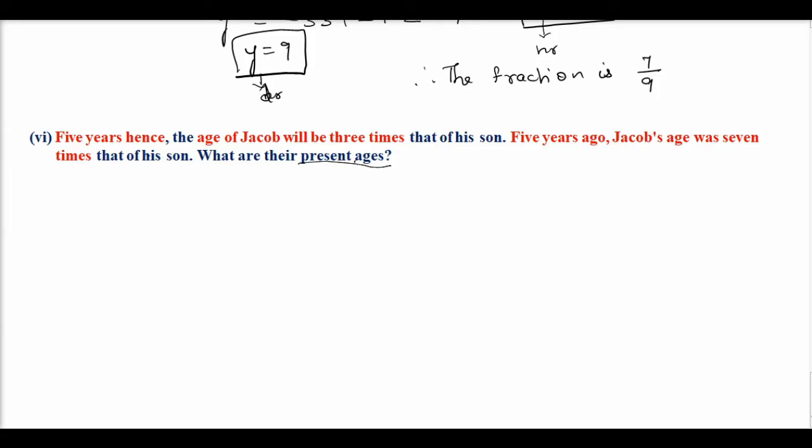Okay. We are given 5 years hence age of Jacob will be 3 times that of his son. 5 years ago Jacob's age was 7 times that of his son. What are their present ages? So always we'll assume their present ages as x and y, isn't it? So let's start with the assumption.